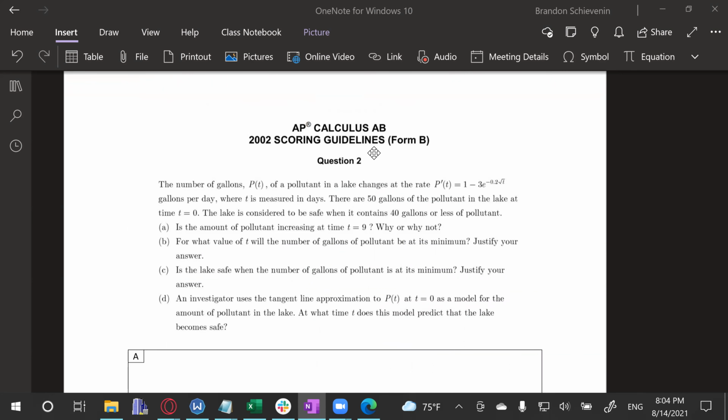Okay. So starting with this one from 2002, I've got number of gallons P(t) of a pollutant changing at the rate of P prime of t, where P prime is measured in gallons per day and t is measured in days. There are 50 gallons of pollutant in the lake at t equals 0. The lake is considered safe when it contains 40 gallons or less of a pollutant. First thing they want to know is whether the amount of pollutant is increasing at t equals 9 and why or why not. Starting with Jade, what do we have to do first?